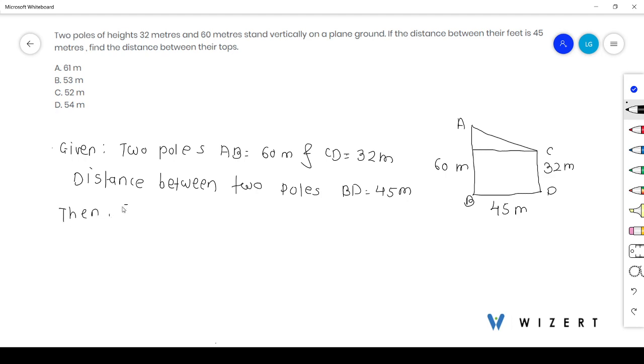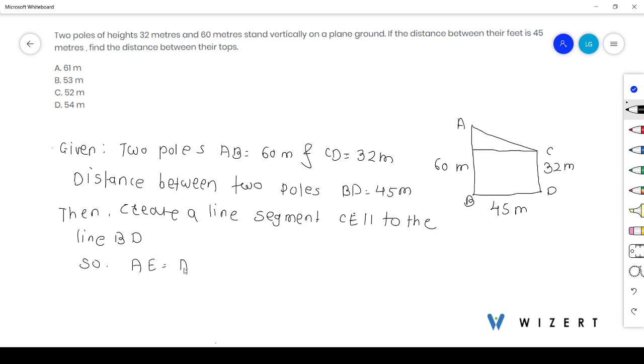Then create a line segment CE, which is parallel to the line BD. So AE equals to AB minus CD, which is 60 minus 32, means 28 meters.